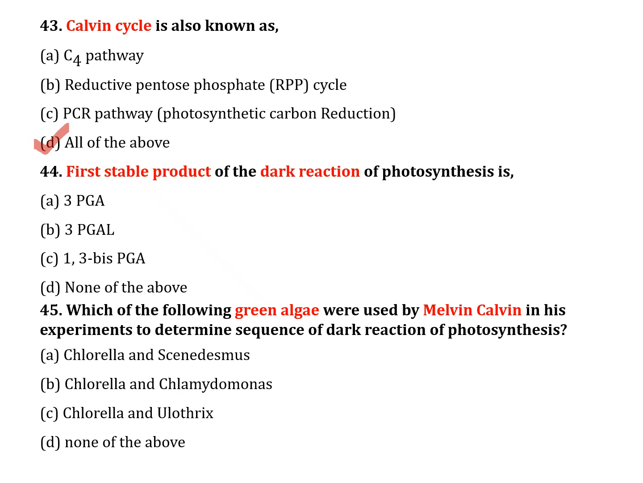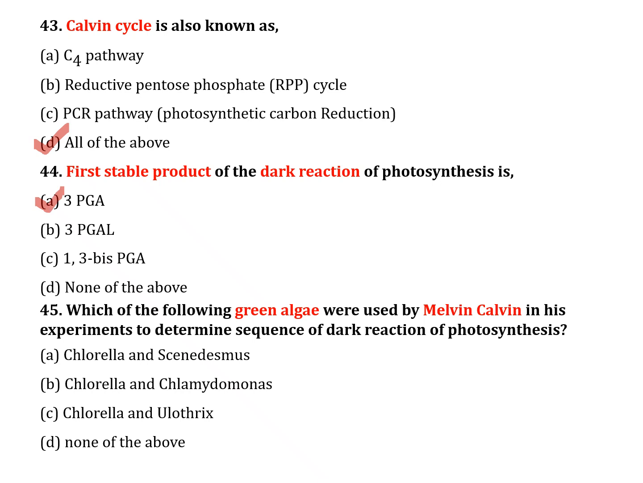The next question, number 44. The first stable product of the dark reaction of photosynthesis is option A, 3-PGA. Option B, 3-PGAL. Option C, 1,3-bisPGA. Option D, none of the above. The correct answer is option A, 3-PGA.